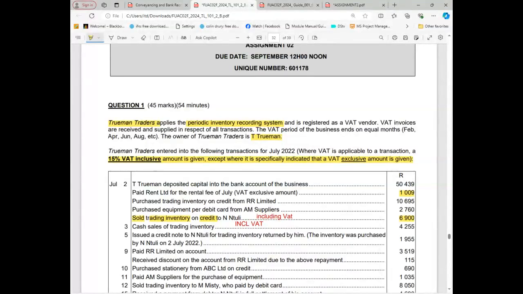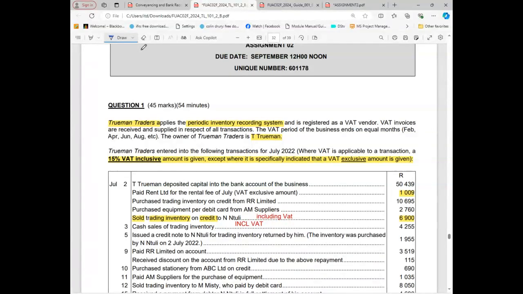What do you remember about this system yesterday? Remember this paragraph? We did analyze it yesterday. What did we say? The amounts that are not given with VAT exclusive means that it's VAT included, and the ones that say VAT is excluded are VAT exclusive. Perfect. I like that.